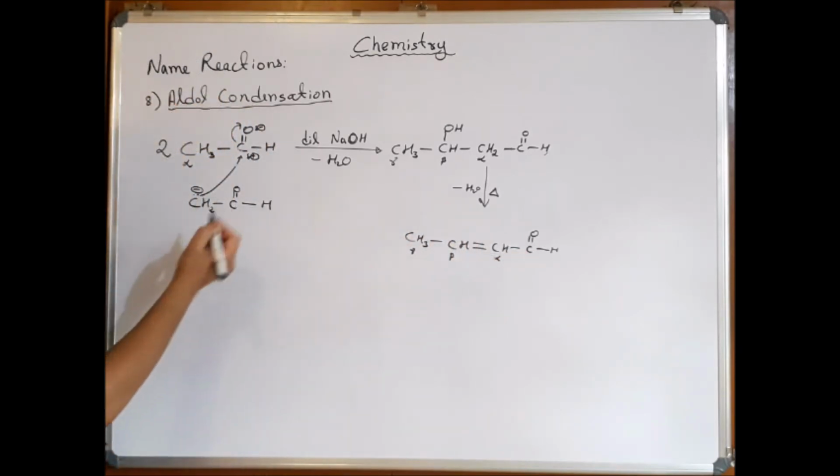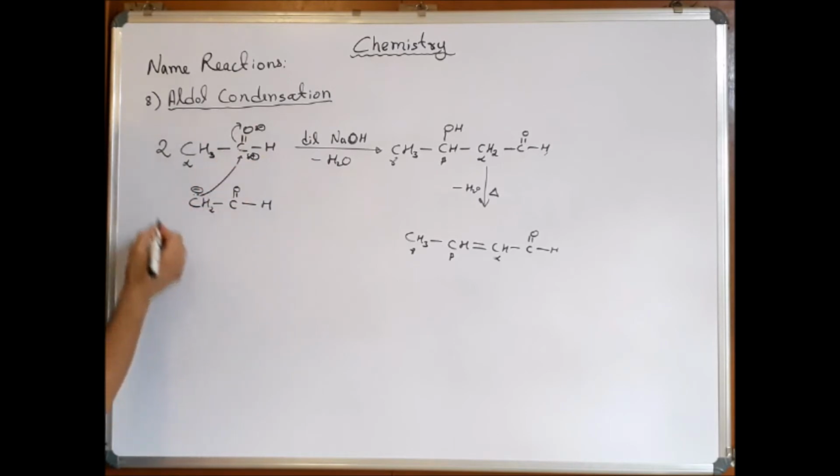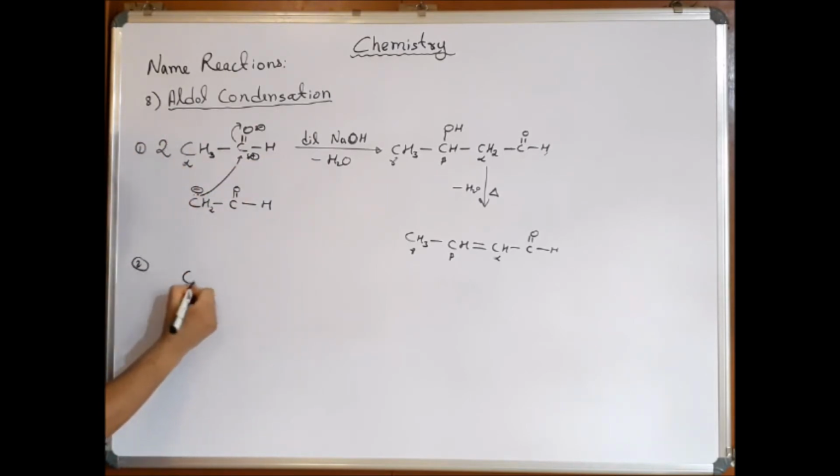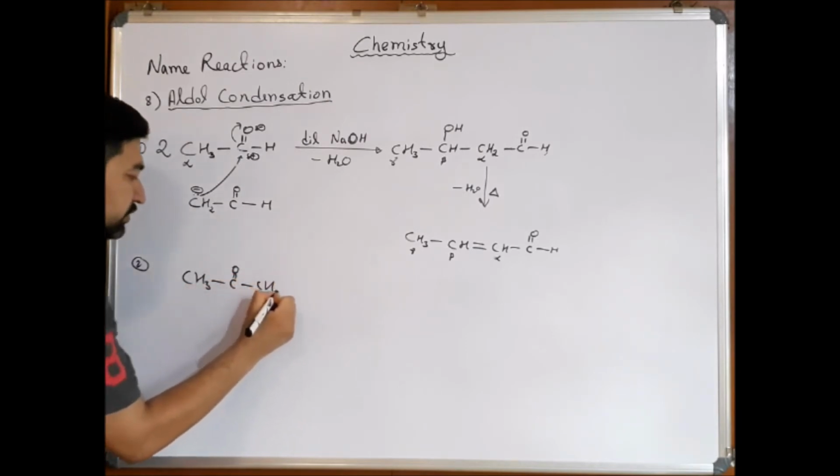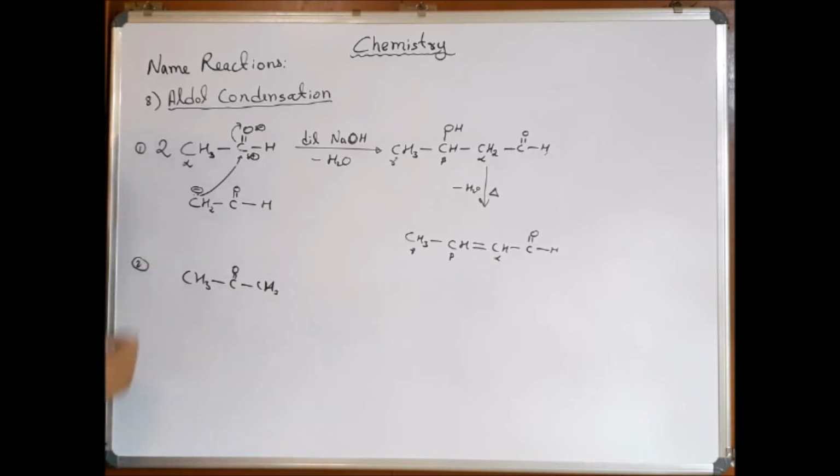Another example we can take. This was example number 1, so I will take example number 2. We'll take a ketone, CH3 C double bond O CH3. Remember, it has two alpha carbons. Here is the alpha carbon, and here is another alpha carbon, which we mark as alpha dash.